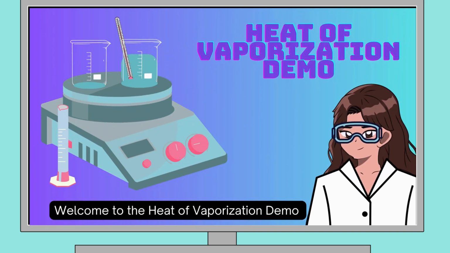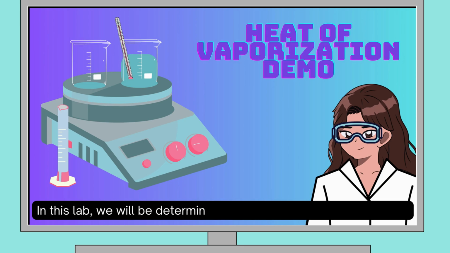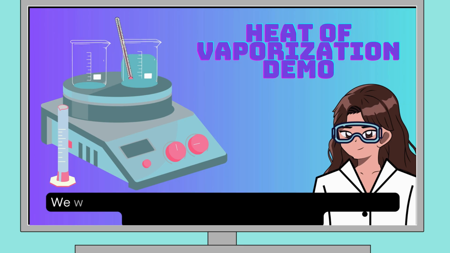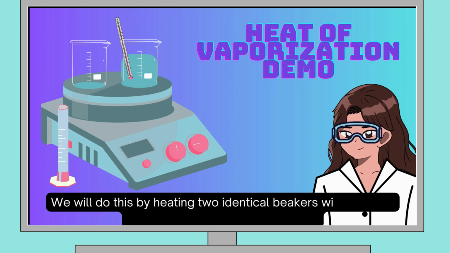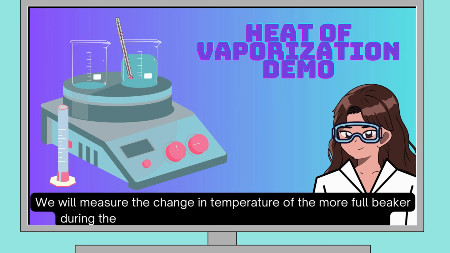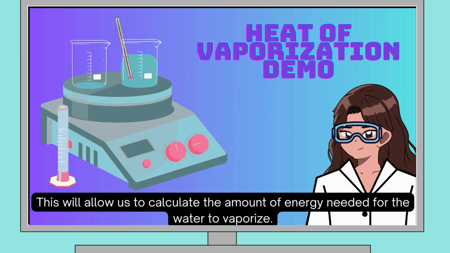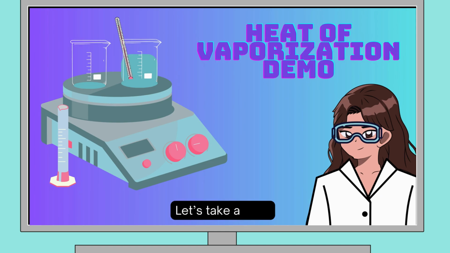Welcome to the heat of vaporization demo. In this lab, we will be determining the heat of vaporization of water. We will do this by heating two identical beakers with different amounts of water on the hot plate. We will measure the change in temperature of the more full beaker during the time it takes for the less full beaker to vaporize. This will allow us to calculate the amount of energy needed for the water to vaporize. Let's take a look.